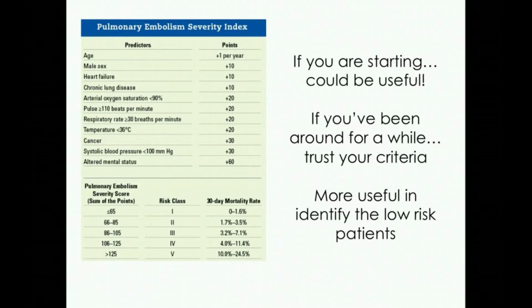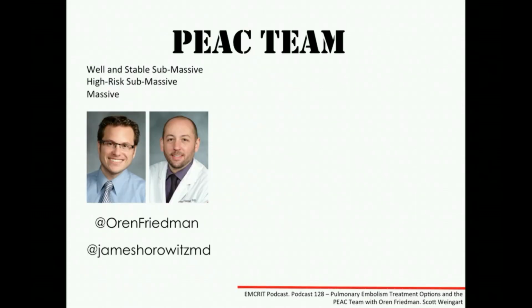If you have been around for a while, trust your criteria. It has been more useful in trying to identify the low-risk patients, the ones that don't have any of these criteria and that you're thinking of sending home. We're talking about a different population here, so don't rely on the Pulmonary Embolism Severity Index. What do our PERT team friends tell us?